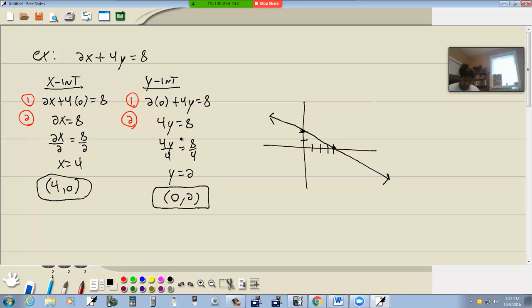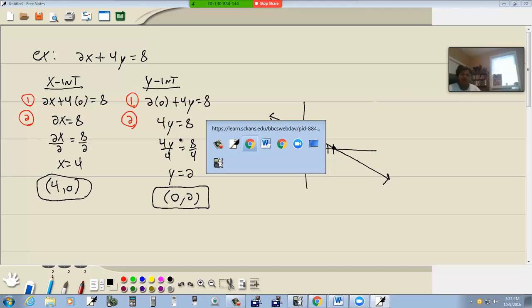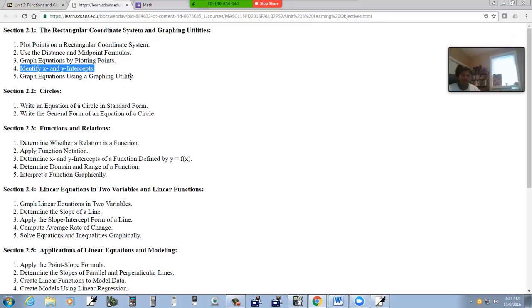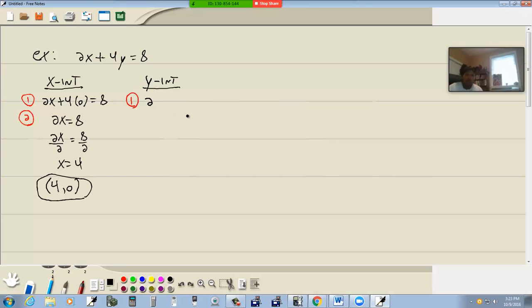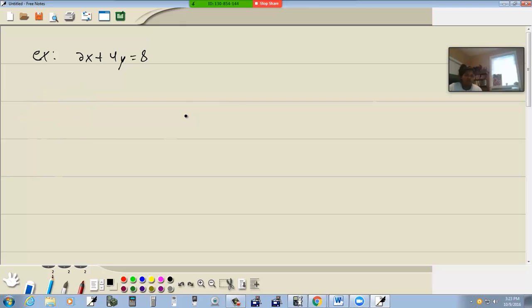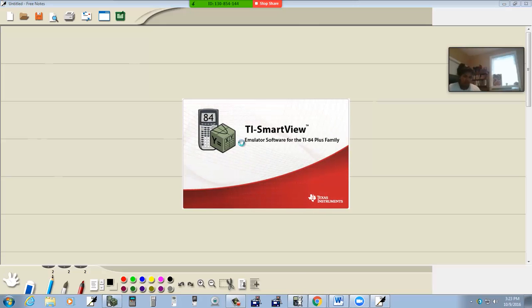Now, last thing in this section is graph equations using a graphing utility. And I'll just cover a little bit of this. I won't spend a whole lot of time on it. There's a YouTube video that'll show you more in depth how to do it on a graphing utility. Let me clear this off. And this is a TI-83, TI-84.